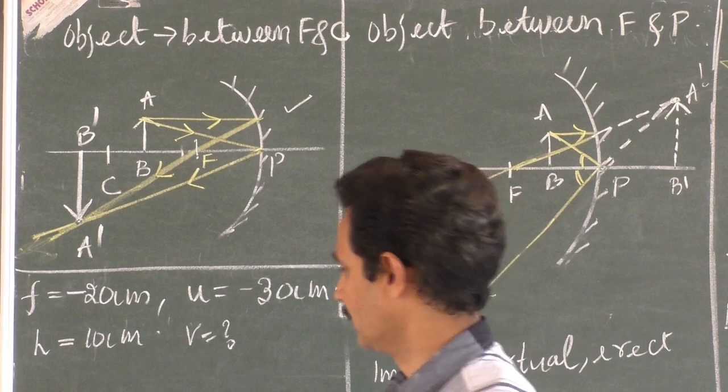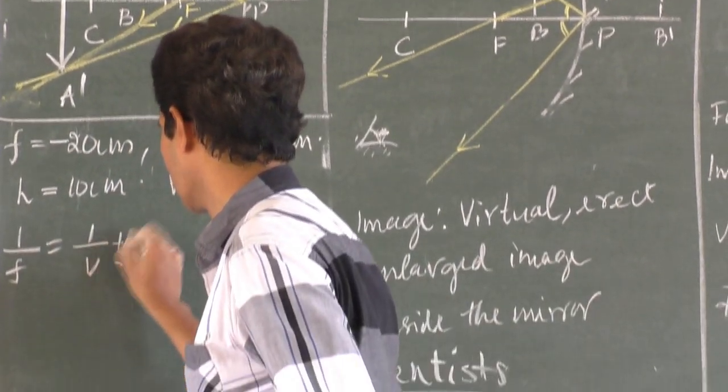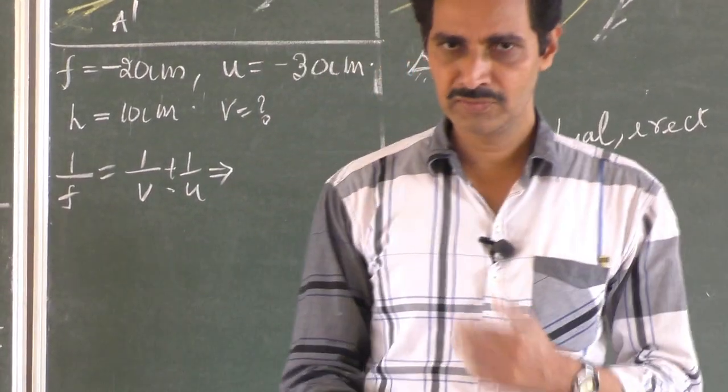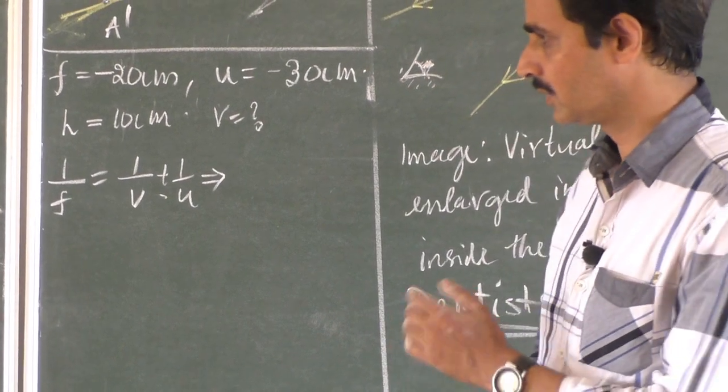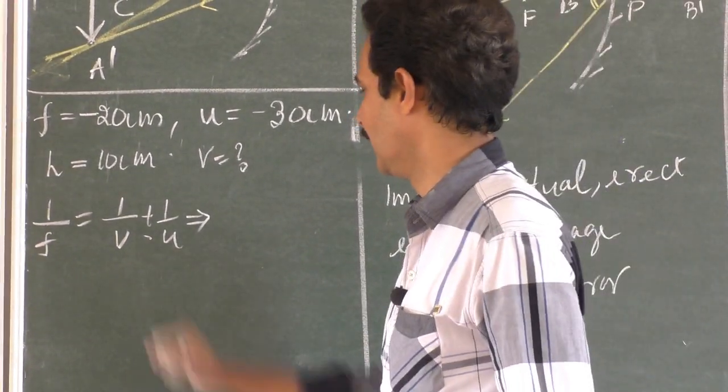So let us substitute. 1 by F is equal to 1 by V plus 1 by U. That implies, so you keep on writing. Hope you are writing along with me. That is very, very important. Otherwise, these things are very useless. You must write it. 1 by F.